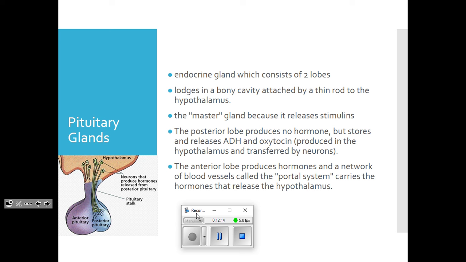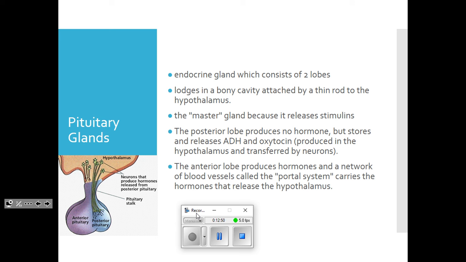The posterior lobe, and so if you look at the picture, here's the posterior one. Posterior doesn't mean right, it means back. And so if I was to look at a brain, the anterior lobe would be at the front, posterior lobe would be at the back. So posterior lobe produces no hormone. Okay? It's not making the hormone. If I could underline things, I would underline the word produce because that's the key. It's not producing the hormone, but it is storing and releasing 2 hormones.